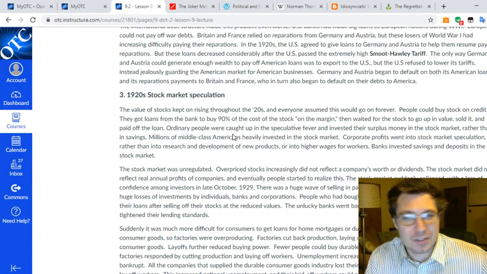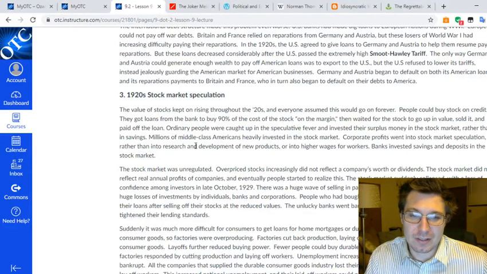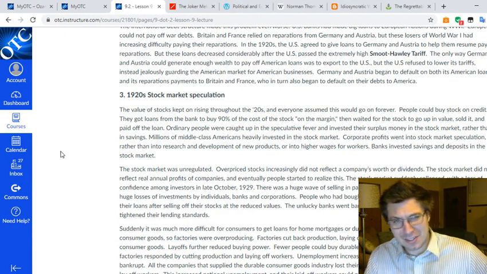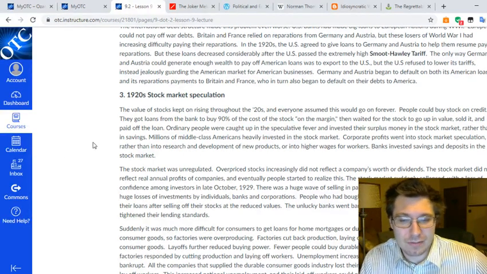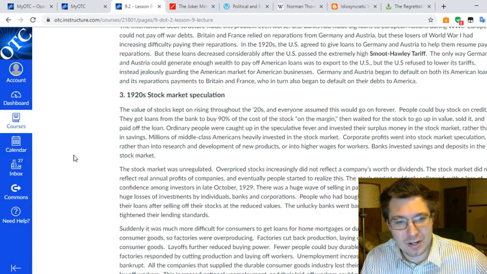Ordinary people were caught up in the speculative fever and invested their surplus money in the stock market rather than in savings. Millions of middle-class Americans invested heavily in the stock market. Corporate profits also went into stock market speculation rather than into research and development of new products or into higher wages for workers. Banks invested savings and deposits in the stock market. And the stock market was unregulated at this point. Overpriced stocks increasingly did not reflect a company's worth or dividends. The stock market did not reflect real annual profits of companies, and eventually people started to realize this.